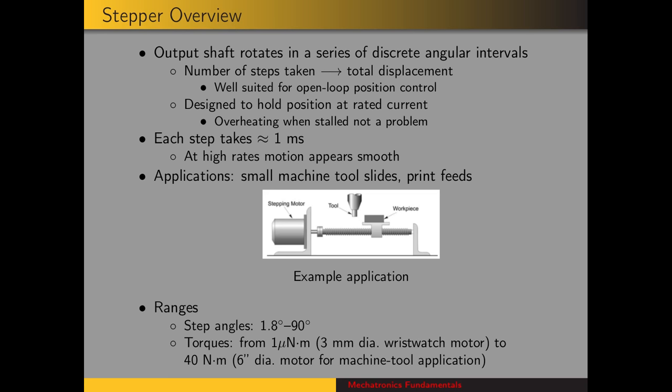And stepper motors have various ranges for step angles and for torques. Step angles range generally from 1.8 degrees to 90 degrees. And this lower limit can be decreased further through driving it in what's called microstepping fashion. We're not going to get into microstepping in this video. The torques for stepper motors can range from 1 micronewton meter for a small wristwatch motor up to about 40 newton meters for a 6-inch diameter motor used for machine tool applications.